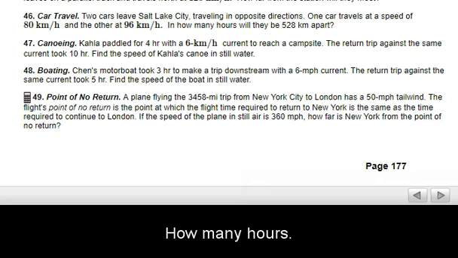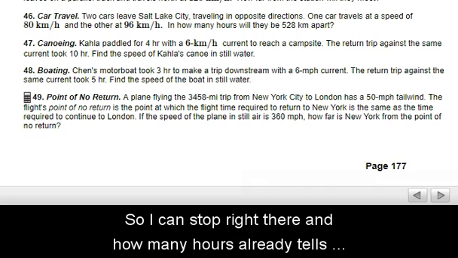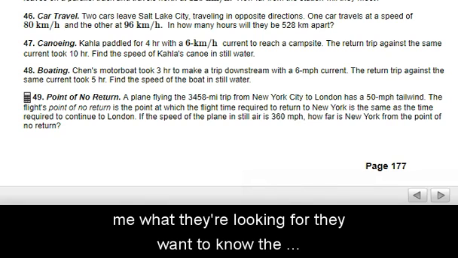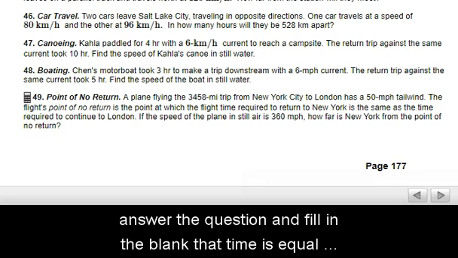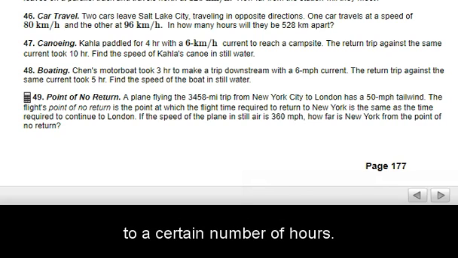In how many hours? So I can stop right there. In how many hours already tells me what they're looking for. They want to know the number of hours. So when I'm done, I should be able to answer the question and fill in the blank that time is equal to a certain number of hours.